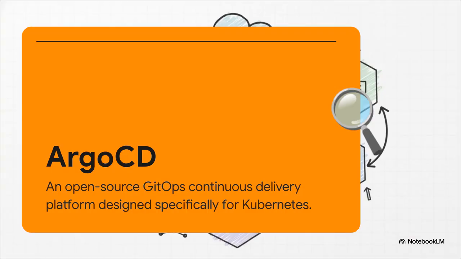So what is ArgoCD exactly? Well, it's an open-source GitOps continuous delivery platform designed natively and specifically for Kubernetes. Think of it like the mechanical engine under the hood of your GitOps vehicle.